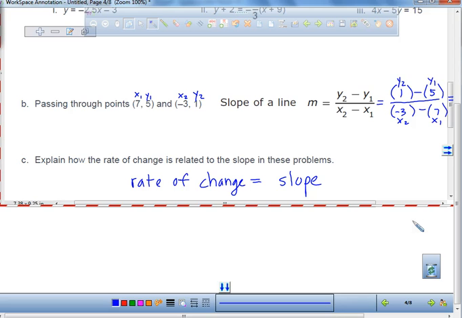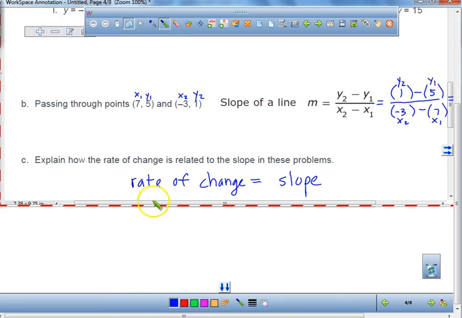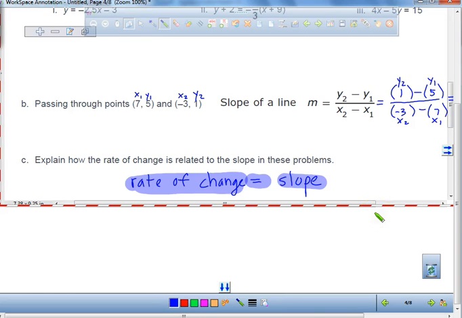Read me that statement, Tristan. Read me that statement right there. Explain how the rate of change... Okay. Dalton, read that for me. Rate of change equals... What do we think I'm trying to say with that statement? It's the same thing. The rate of change is the slope. Slope has a constant rate of change.